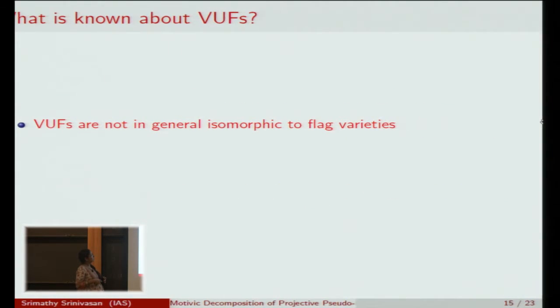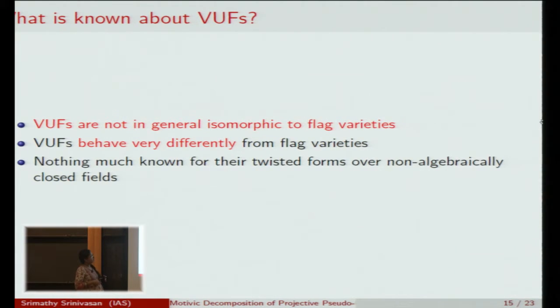And what do we know about VUFs? It turns out that they are not in general isomorphic to any flag variety. There are only certain cases where VUFs are isomorphic to flag varieties, but in other cases they're not isomorphic to flag varieties, and also they behave very differently from flag varieties from a cohomological perspective. So it seems like they don't have any relation with each other a priori. And also this is over the algebraic closure. So what about the twisted forms over the base field? There's nothing much known about these varieties.